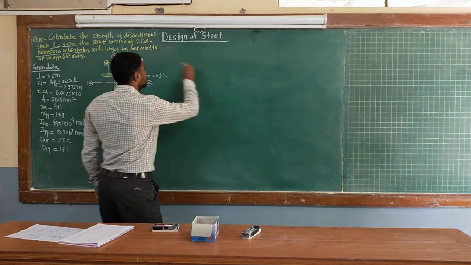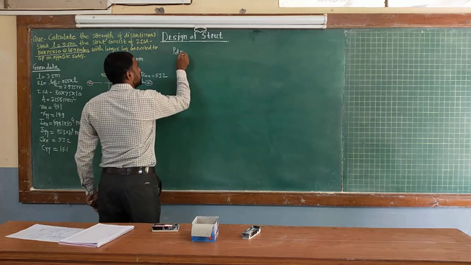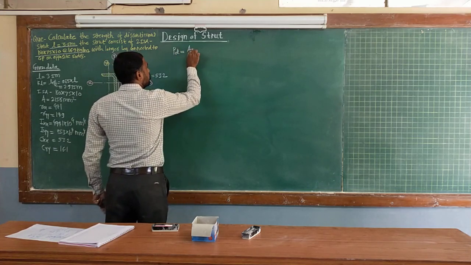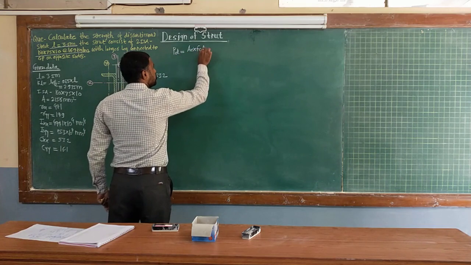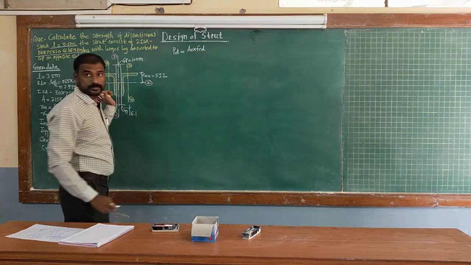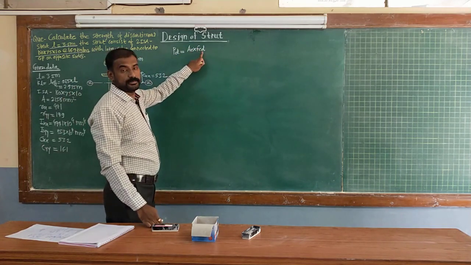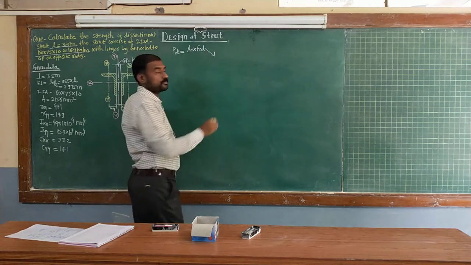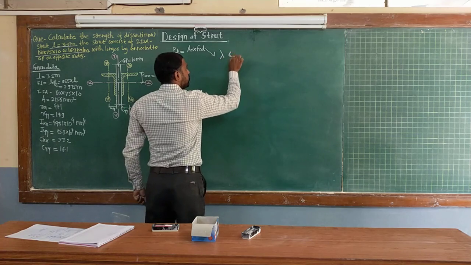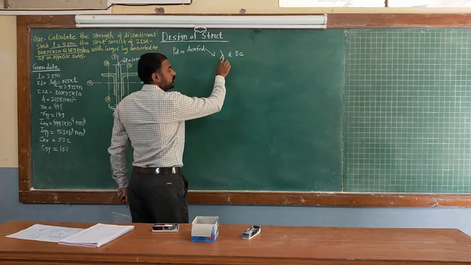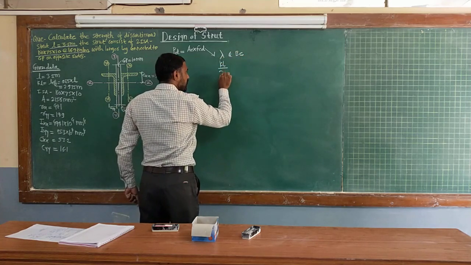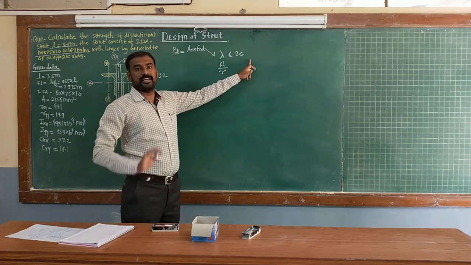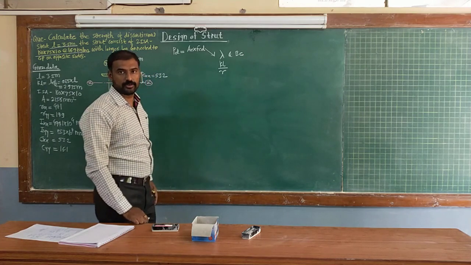We have already seen that the design compressive strength Pd is given as effective area into fcd. So the effective area is known to us, and the second value is your fcd. fcd is the design compressive stress. This design compressive stress depends upon the lambda value and the buckling class. So what is the lambda value? Lambda is given as KL by r, correct, and the buckling class depends upon that table where A, B, C, D, these four classes we have seen, correct.